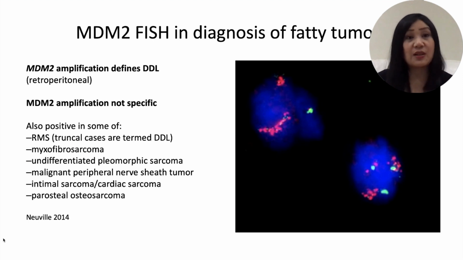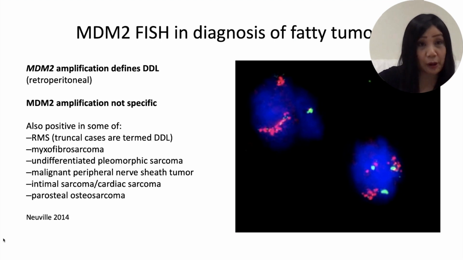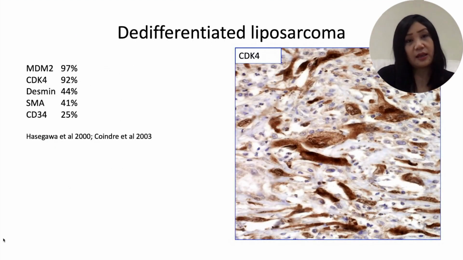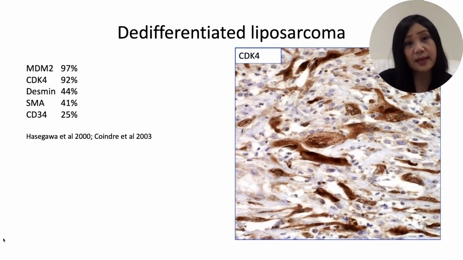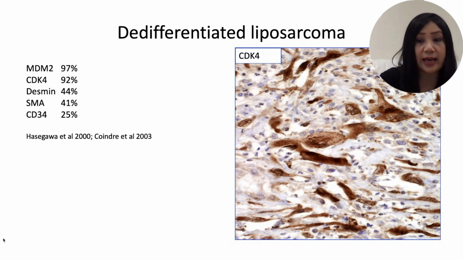And MDM2 amplification is also a very helpful characteristic in other sarcomas, for example, intimal sarcoma and cardiac sarcoma, in which approximately 2/3 show amplification of MDM2, and it's characteristic in paraosteal osteosarcoma. MDM2 is amplified in almost all well-differentiated liposarcomas, probably about 97 to 99%. Just a slightly fewer number of dedifferentiated liposarcomas, probably about 92 to 95%. So let's remember that MDM2 is not always amplified. There may be other alternate events, such as CDK4 amplification or other genes in that region.